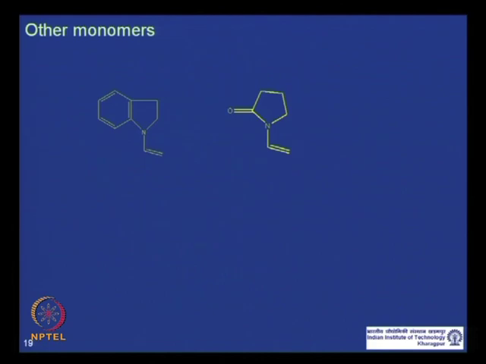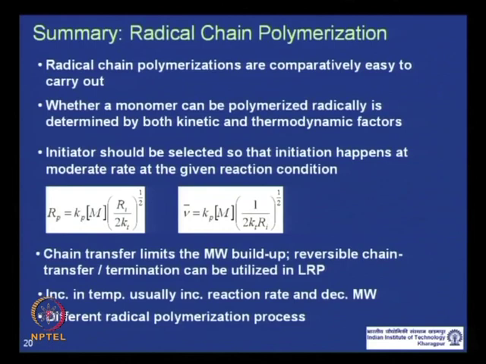So, with this we come to the end of this module on radical polymerization. And now, what we will do in the next 5-10 minutes is just give the summary, or recollect your memory, basically give you the most important points of the radical chain polymerization, which we discussed in like 5, 6, 7 class lectures.